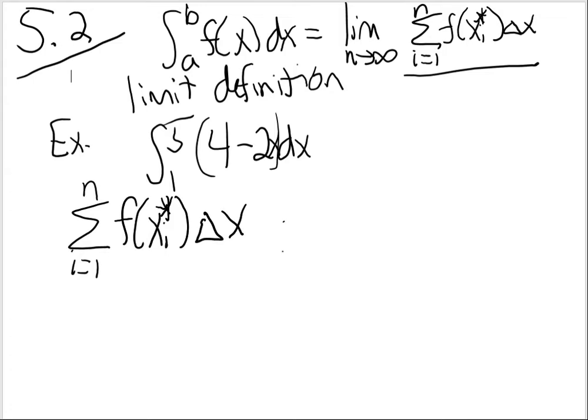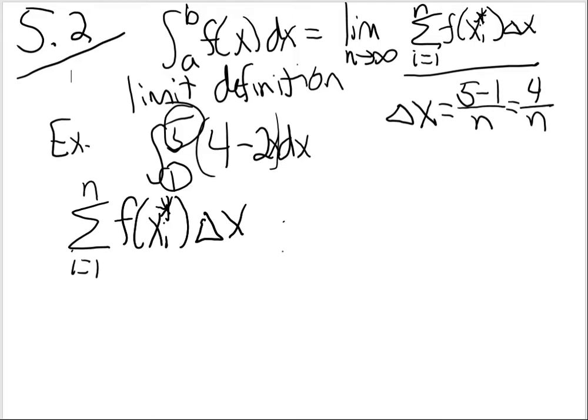Well, first it might help to see what delta x is. Well, it's going to be 5 minus 1 over n. Now, where am I getting that? Well, I'm looking at these numbers, often called the limits of integration. And that's where the 5 and the 1 come from. And I get 4 over n for my widths.